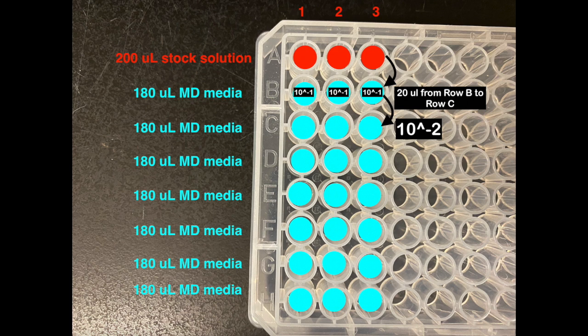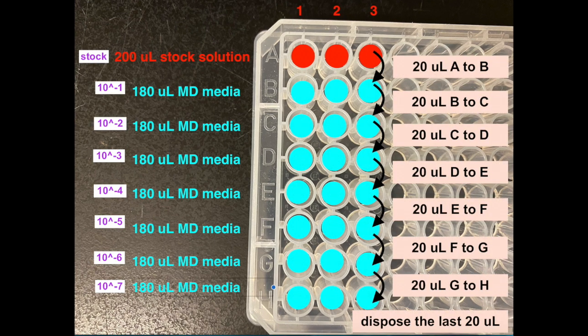With fresh tips, we're going to repeat this step and now transfer 20 microliters of solution in row B into row C to create a 10 to the minus 2 dilution of the stock solution. Continuing and repeating this step throughout the plate until we hit row H, we are going to keep increasing the dilution factor by a factor of 10. The last 20 microliter transfer from row H will be discarded, so that all wells contain 180 microliters of solution.